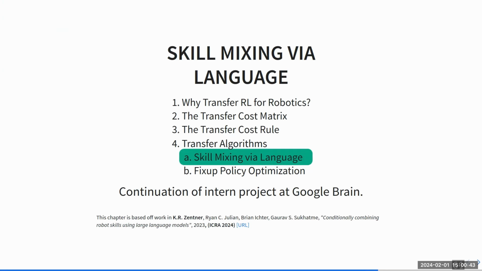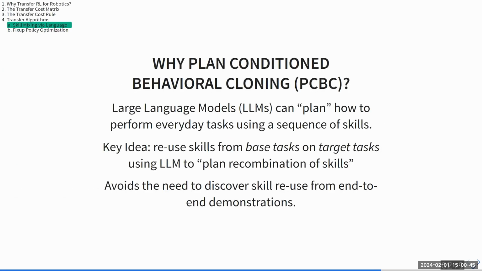This is a continuation of an internship project at Google Brain. The idea is that we can ask a large language model to produce a plan for us that says under what conditions we can reuse different skills. And then hopefully we can use this to match up skills between different tasks, and somehow we reuse skills.